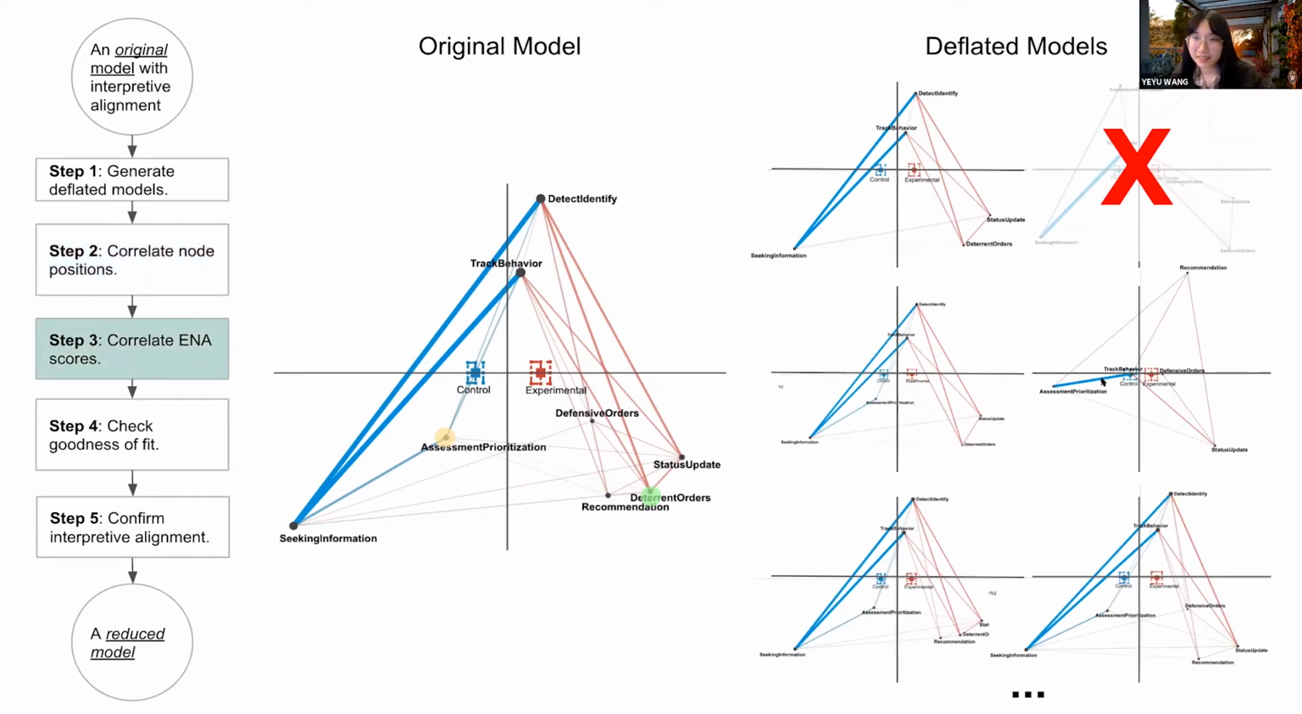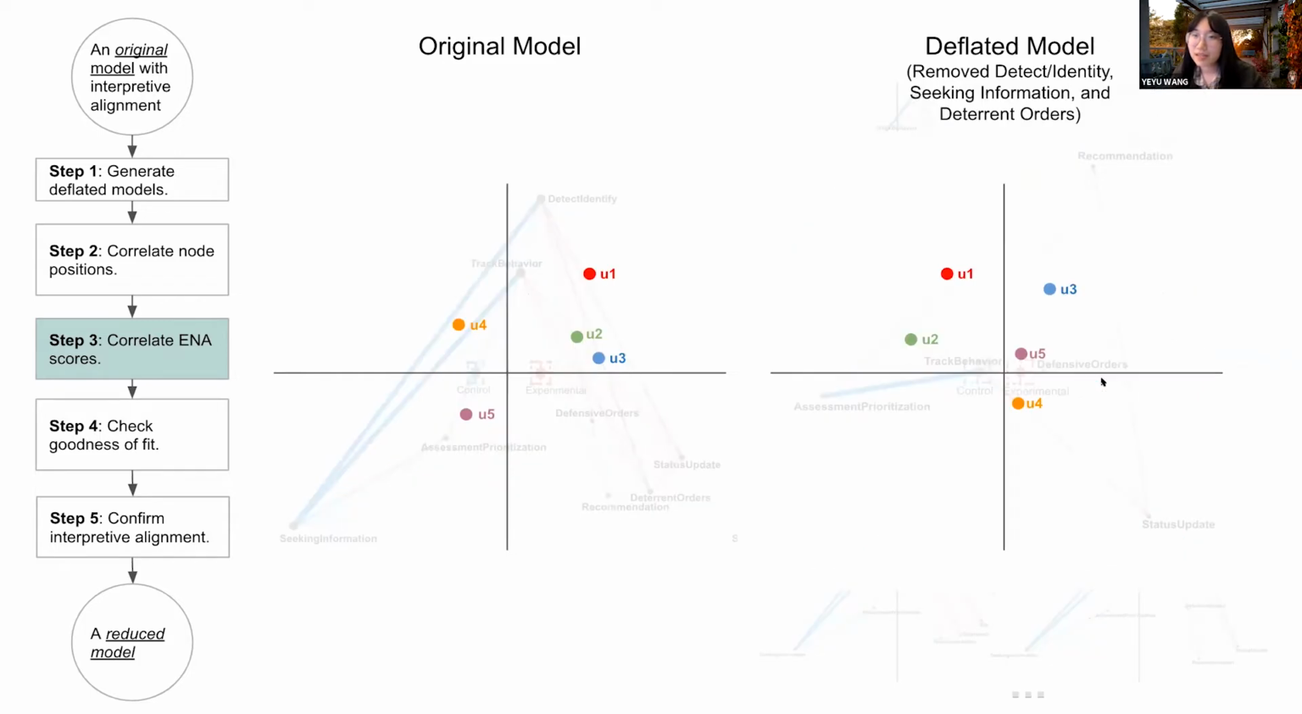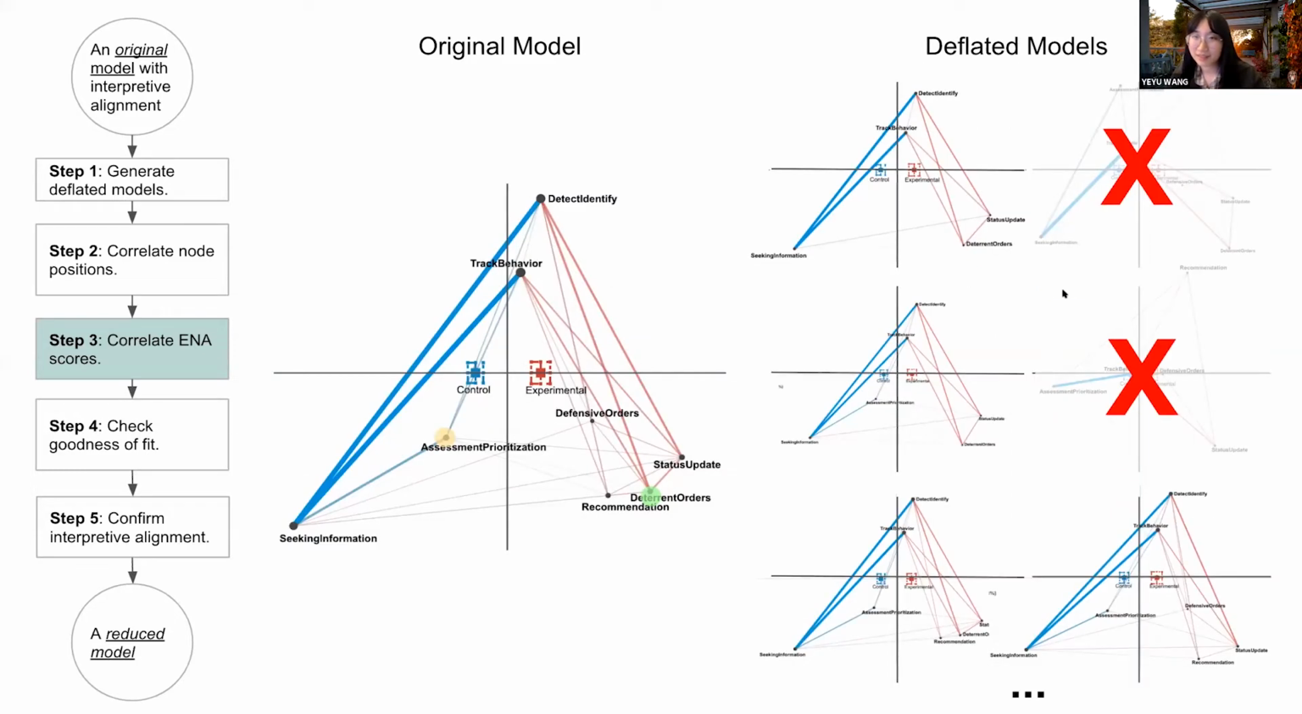Then we correlate the ENA scores of the reduced model with the original model to test whether the interpretation of the units is maintained. The deflated model has the ENA scores, or the points of the units, shifted a lot as well compared to the original one, as you can see. The interpretation of the units is not maintained in the deflated model. So we cross this one out.